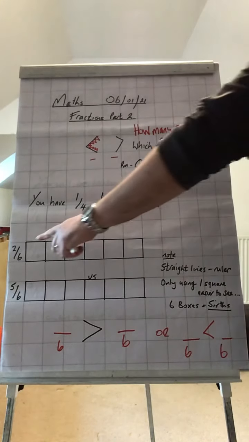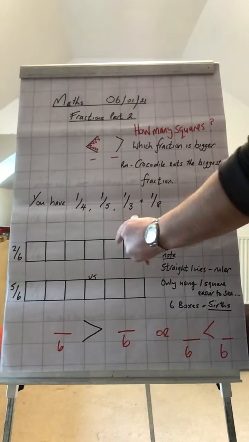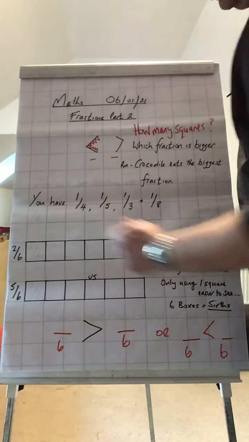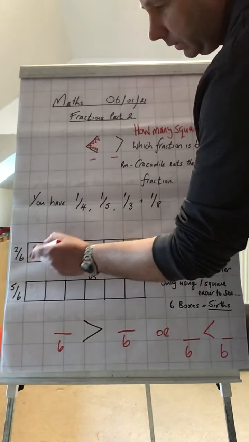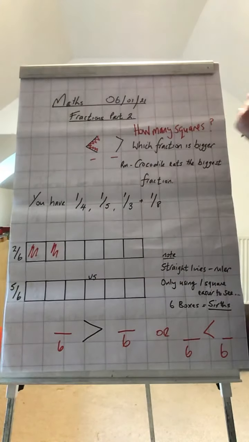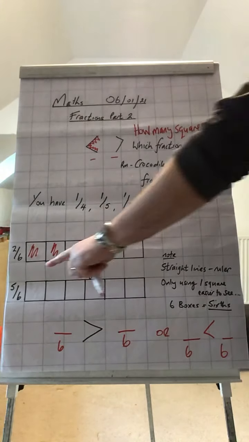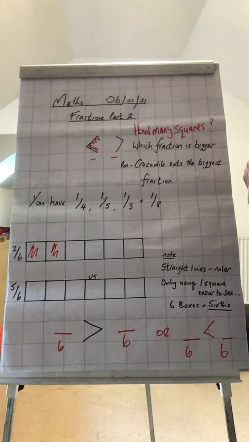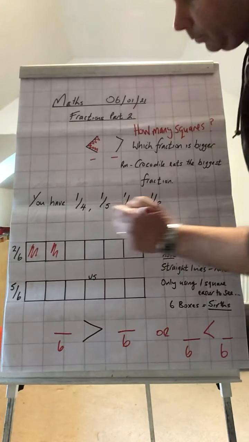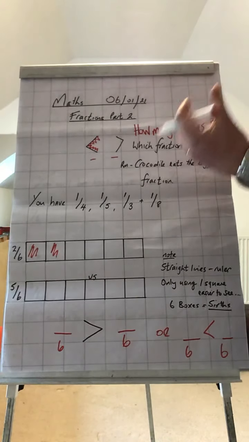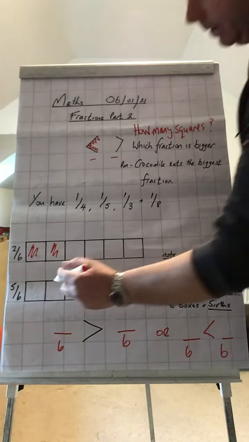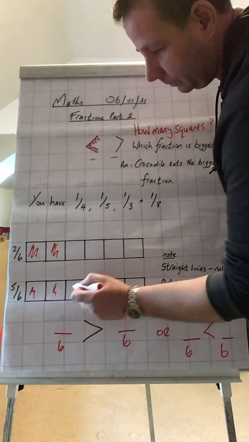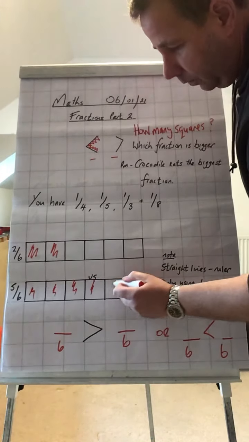So the numerator tells me how many of my 6 I need to colour in. It says 2, so I will colour in 2 boxes, which represents 2/6. The numerator in the next fraction is 5. The fraction is 5/6, and it tells me to then colour in 5 squares, because the number on the top, the numerator, tells me how many squares I need to colour in. 1, 2, 3, 4, 5.